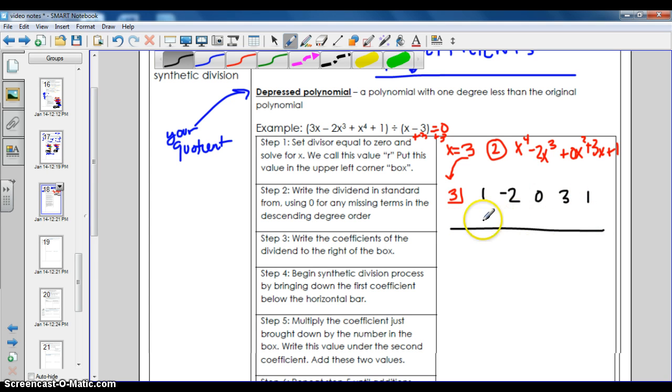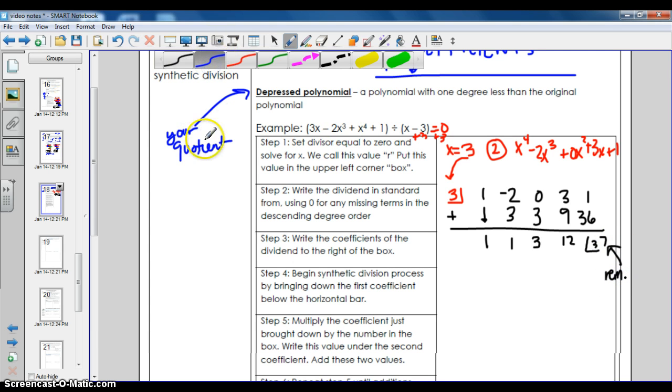And now what we are going to do is bring down our first term. And what we do with this number that's in the box is we multiply the number and what's down below here. So we take 3 times 1 to get 3. Now we add anything above the line to get 1. Now we multiply again. 3 times 1 is 3. Now we add anything above the line. We multiply anything below the line, 9. We add anything above the line, so 12, and we multiply and we add. So this 37 is our remainder. The last number is our remainder.